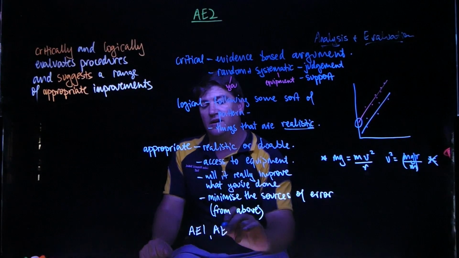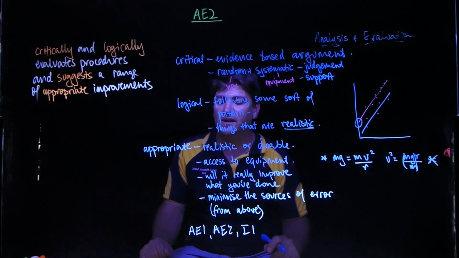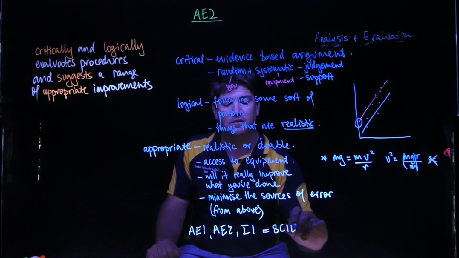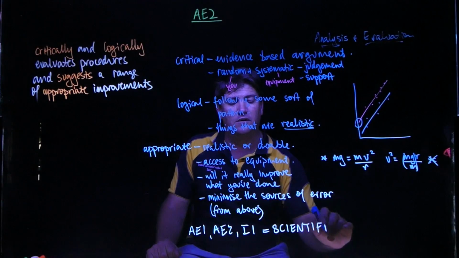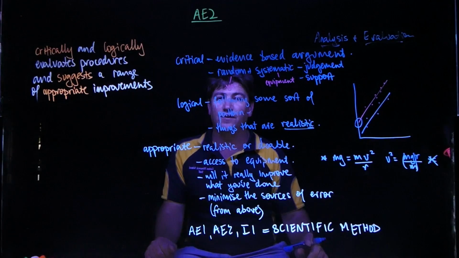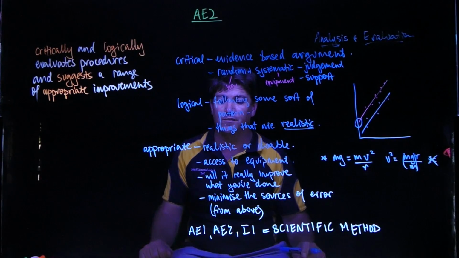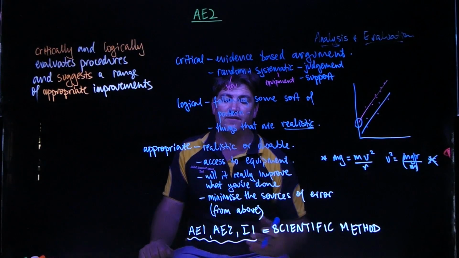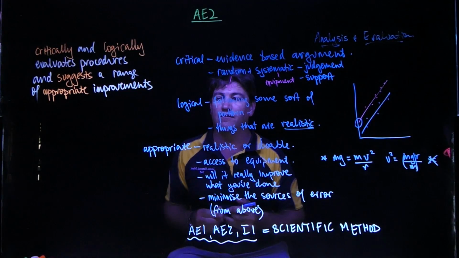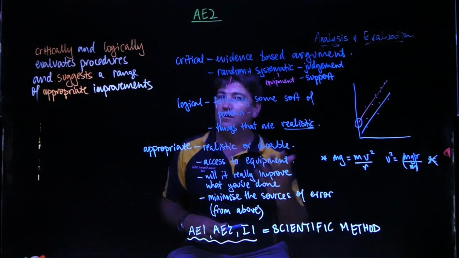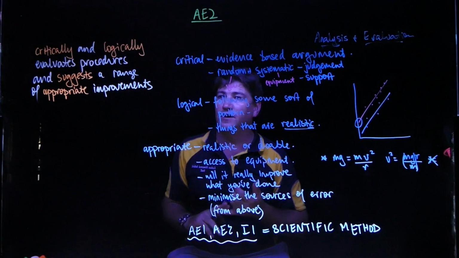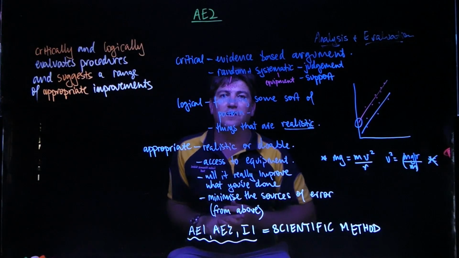AE1, AE2 and I1 are the heart and soul of the scientific method. So these are the ones that are generally looked at first, or they're the ones that I look at first when I'm doing moderation. If someone said it's fantastic work and these ones here aren't, then it doesn't deserve a fantastic grade. Okay. Look for these types of videos coming throughout the year, especially when you guys are doing pracs. Refer back to them as often as you like.